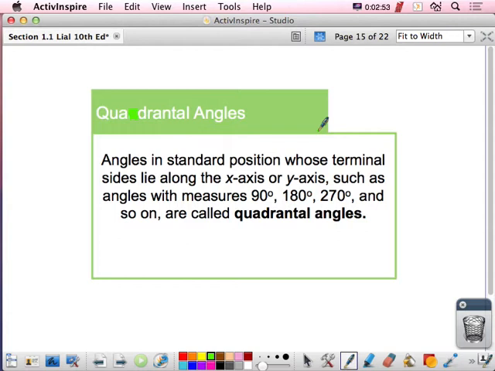Quadrantal. So it's like the word quadrant, right? And then with an AL on the end. Quadrantal. So quadrantal angles are any angle that terminate along the X or the Y axis.